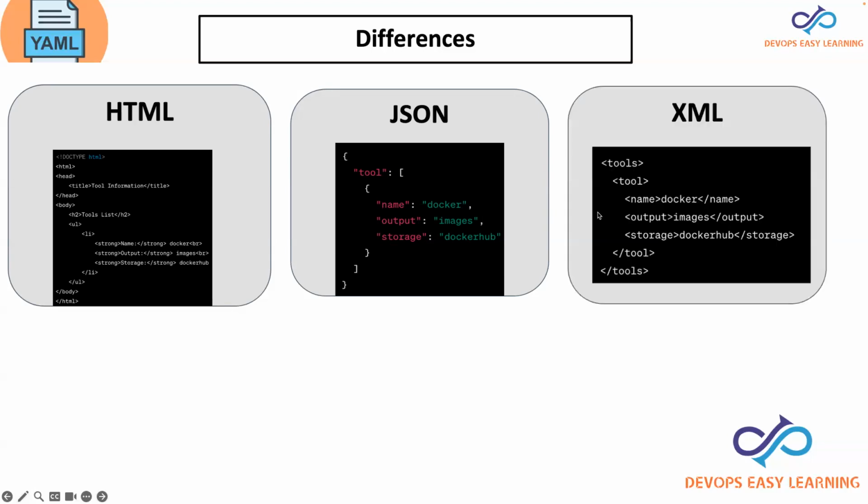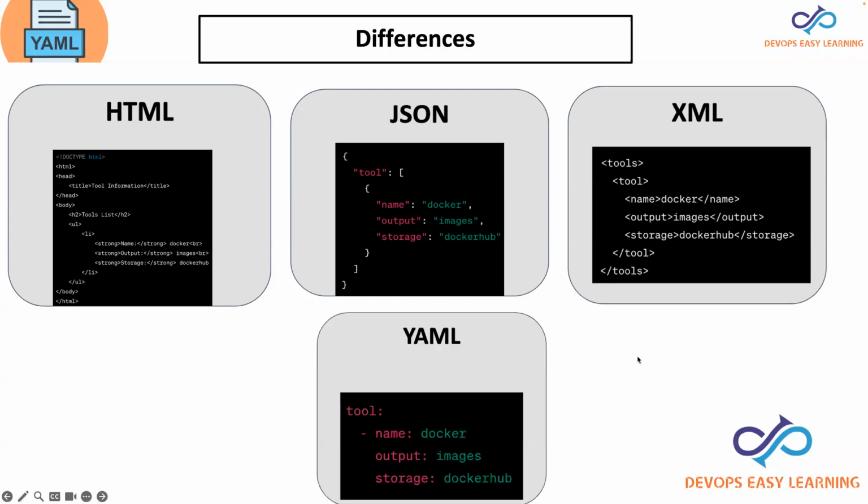And the third one here is XML, which is even more complicated and not really user friendly compared to other languages. But if we see here, YAML is really easy to use, really easy to read. As you can see, it is very simple. We have a tool, the name of the tool is Docker. We're expecting an output image and we are expecting that to be stored in Docker Hub. So compared to these on top, YAML is super easy to read.